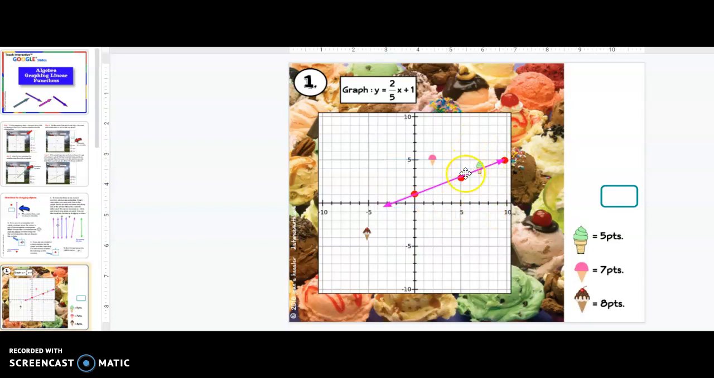It's going through my mint chocolate chip. I don't know what that is. Mint ice cream cone. So I'm going to cover that. Okay? So that's all you have to do.